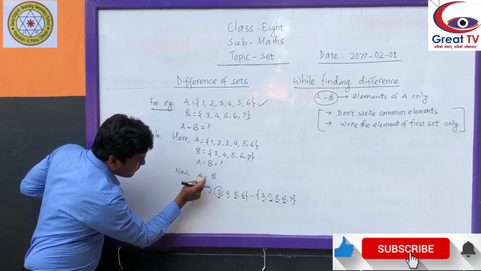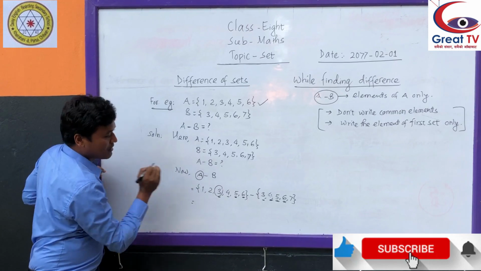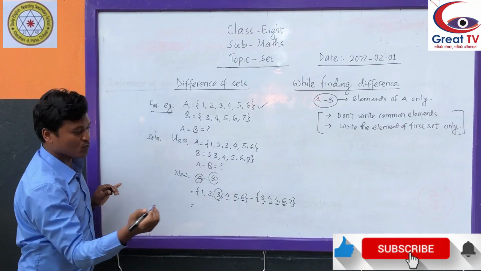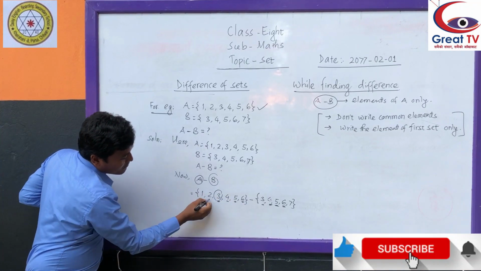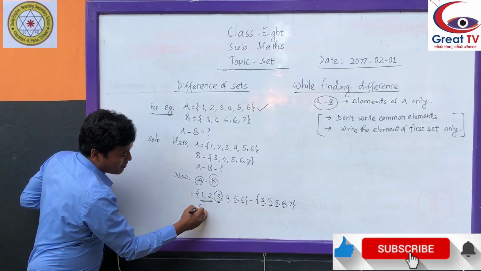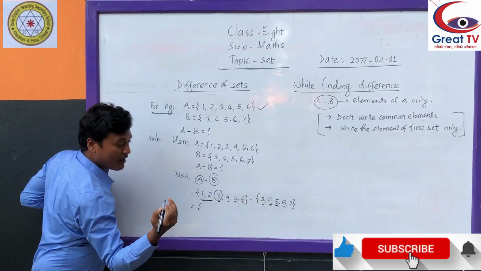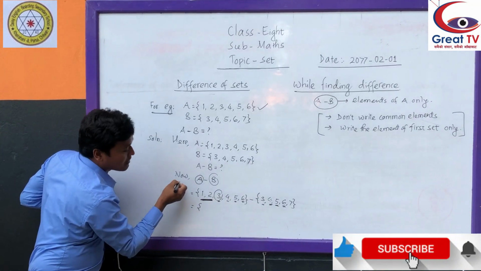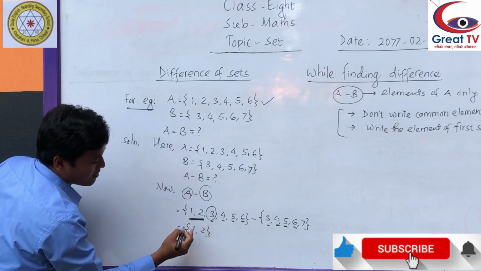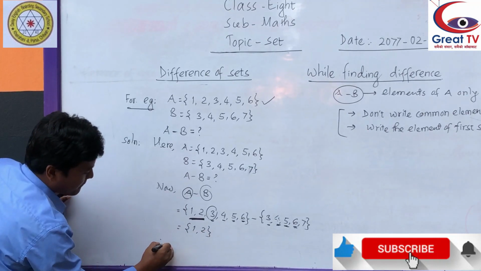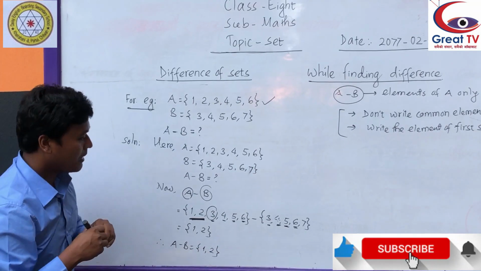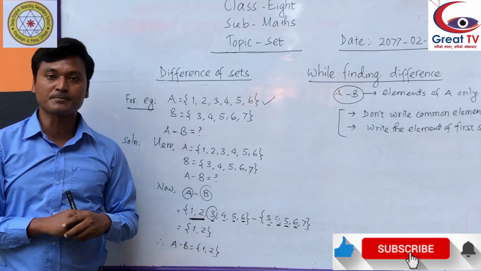Then in the first set, here we consider set A as the first set and set B as the second set. So as 3, 4, 5, 6 are the common elements, we can't write 3, 4, 5, 6. The remaining elements here of set A, I mean of first set, are 1 and 2. So 3, 4, 5, 6 are the common elements, don't write. The remaining elements of first set only are 1 and 2. So A difference B means 1 and 2. Therefore, A difference B equals 1 and 2. Here we calculated A difference B.